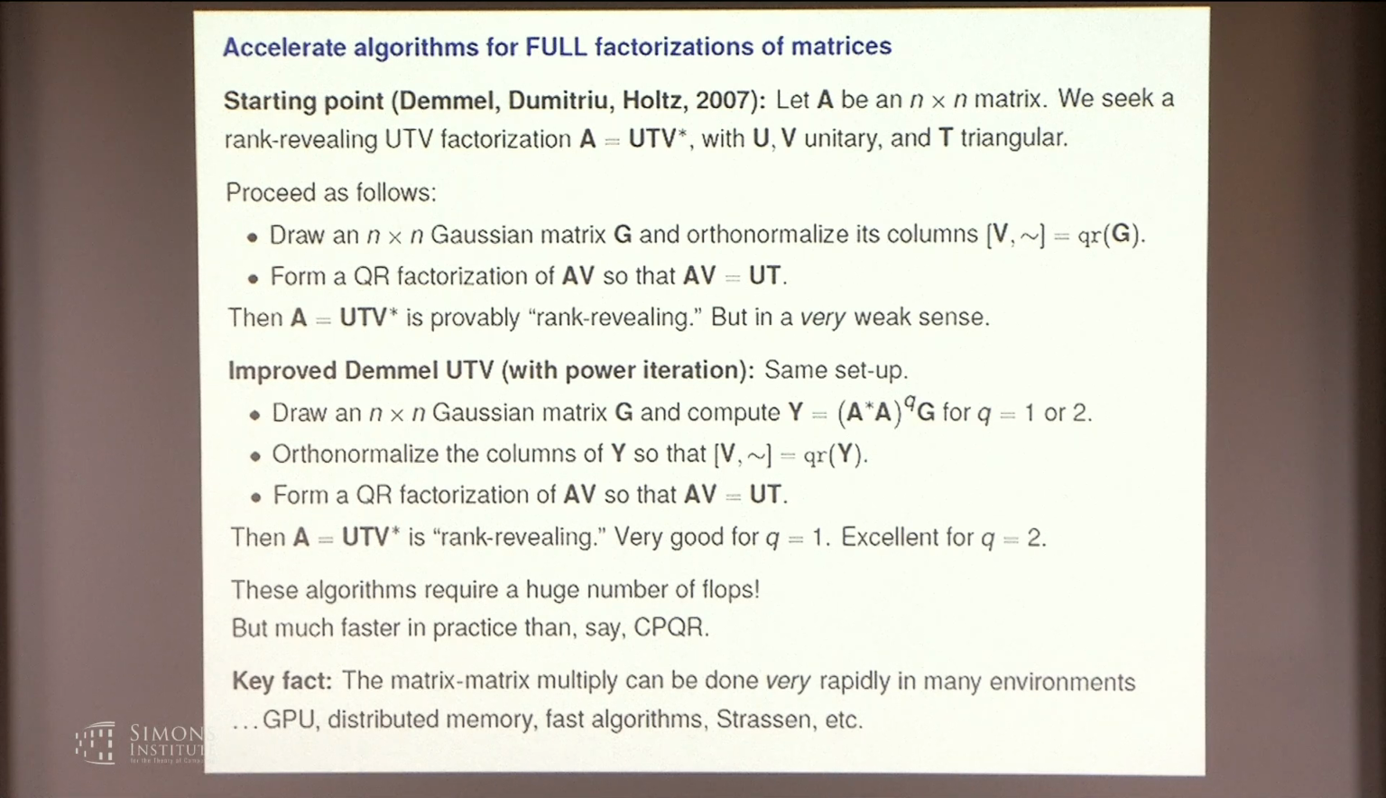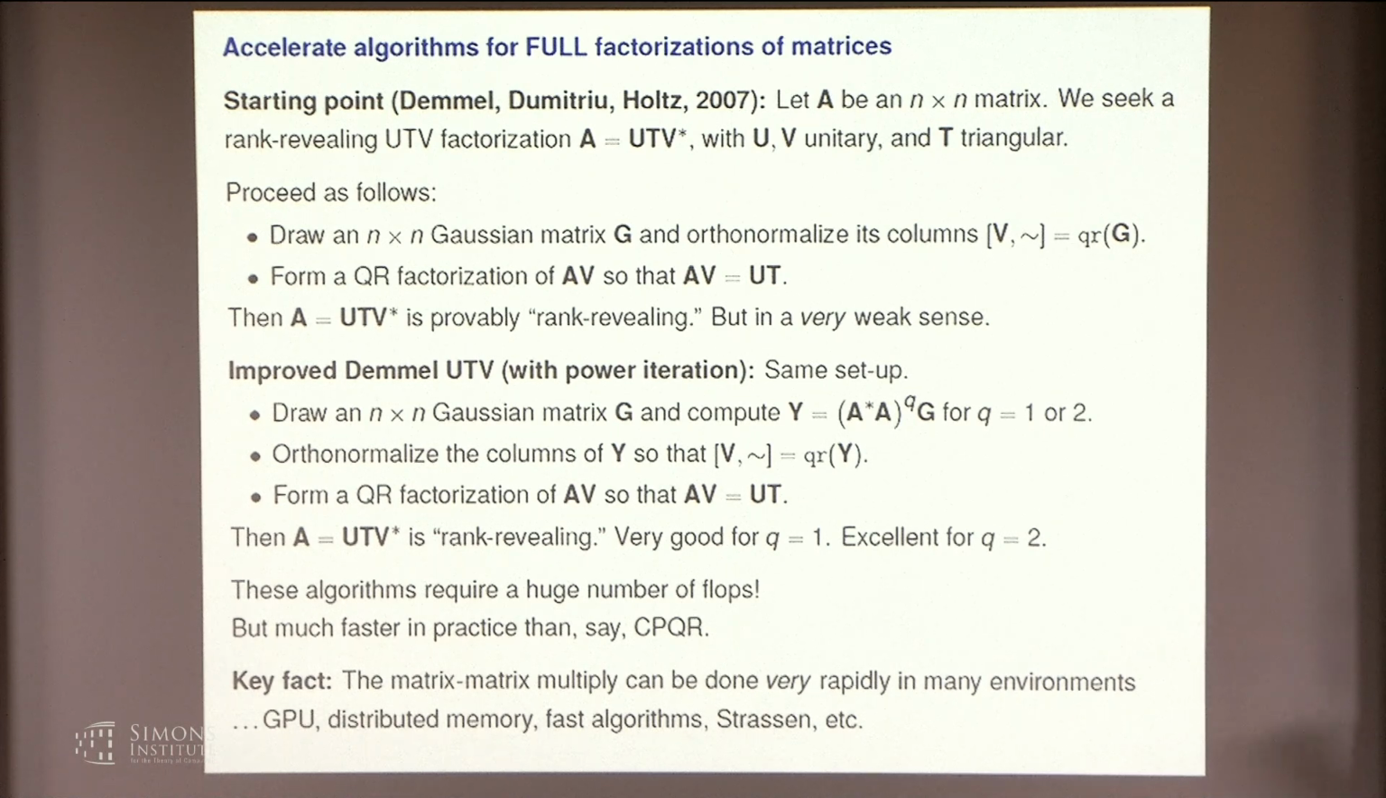So the natural way to do this, the most immediate extension of the randomized SVD to the case of computing a full matrix factorization, appears, for instance, in a paper by Demmel, Dumitriu, and Holtz from 2007, and it looks like this. You draw, in this case, a square Gaussian matrix, and you just orthonormalize its columns. And that forms your right factorization.